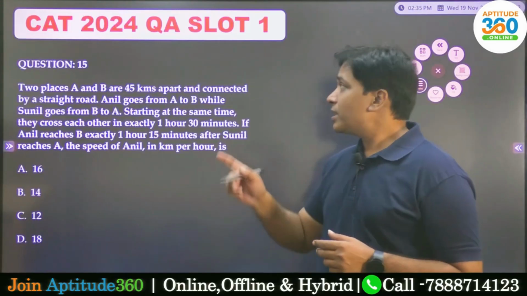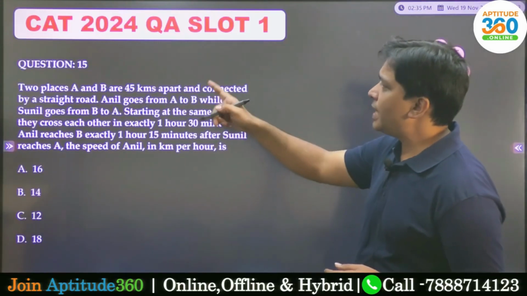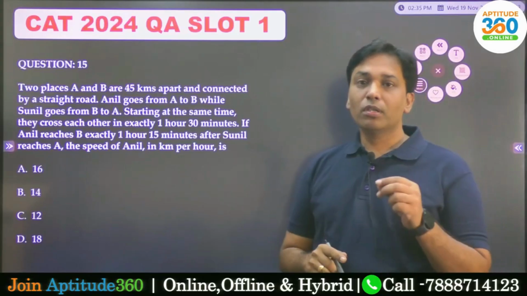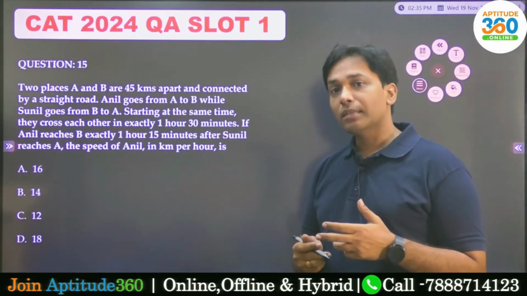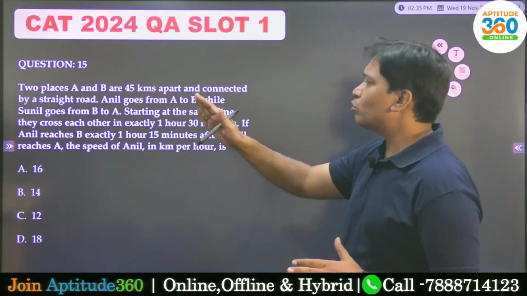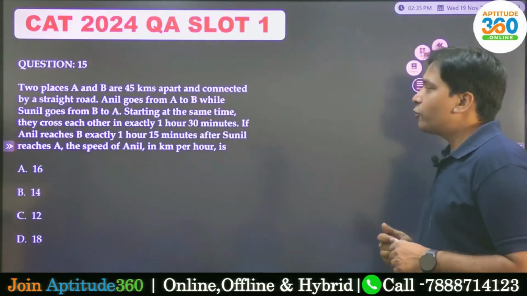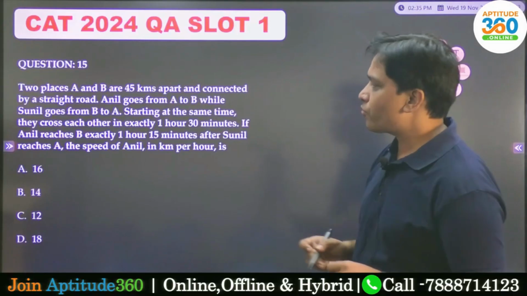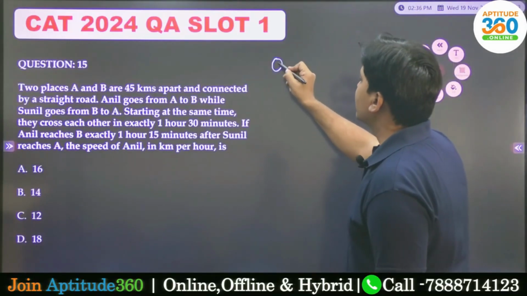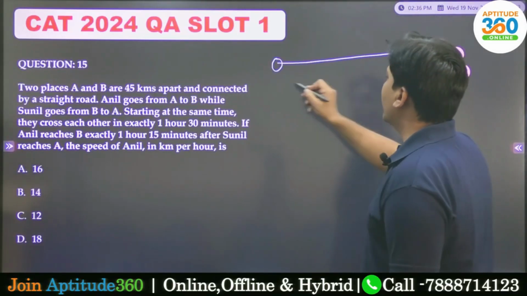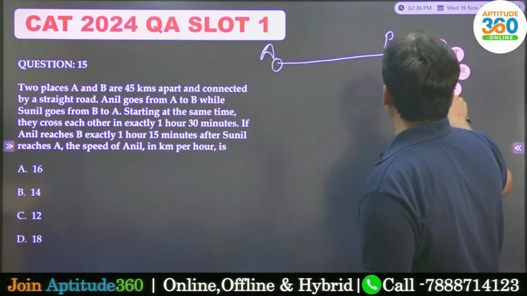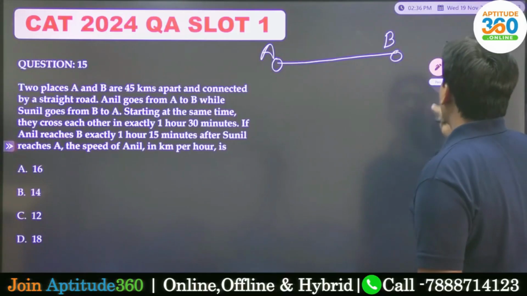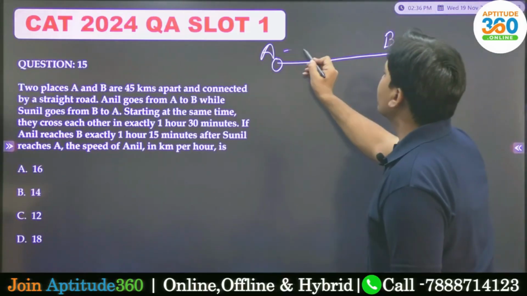Let us solve this question. It is question number 15 from CAT 2024, QA slot 1, and this is from the time, speed and distance topic. It says that two places A and B are 45 kilometers apart and connected by a straight road. So I will take two places A and B, right? And they are 45 kilometers apart.